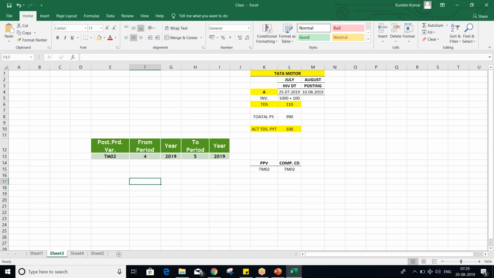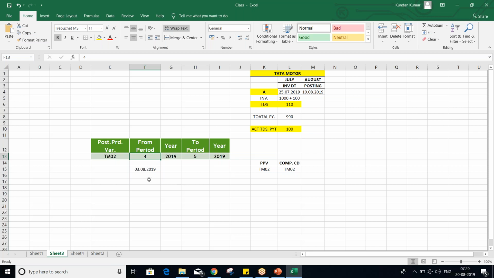Okay, so now look at here. Let's suppose today is till 3rd of August. August period is also open and July period is also open. Look at here, from period 4, it means July and then August, both are open. It means user will be able to post transactions which belong to July period, and also transactions which belong to August period.